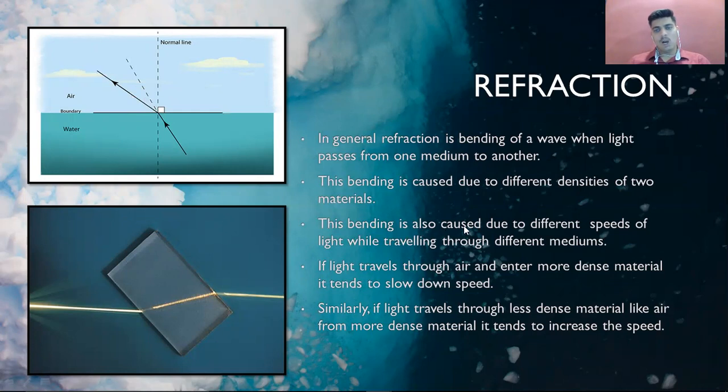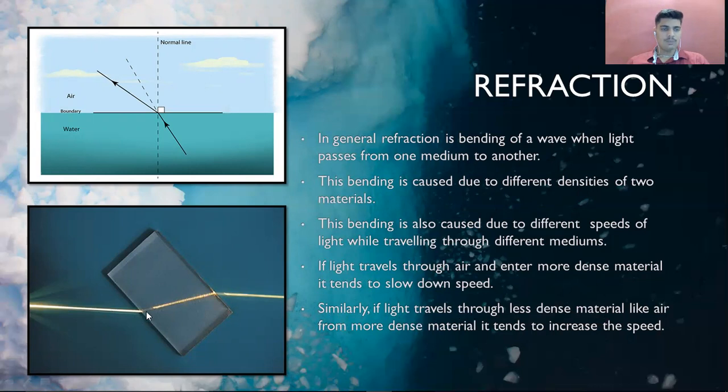This bending is caused by the different speeds of light while traveling through different media. If light travels through air and enters a more dense material, it tends to slow down. Similarly, if light travels from a more dense material into a less dense material like air, it tends to increase its speed.